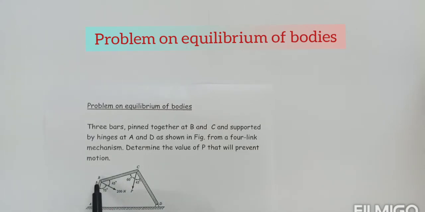Here AB is 1 bar, BC another bar, CD another bar. Total 3 bars. These 3 bars are supported by 2 hinges at A as well as D and 2 joints at B and C. Now we have to determine the value of P that will prevent the motion. That means we have to find the value of P so that the body is in an equilibrium condition, that is, in a rest condition.